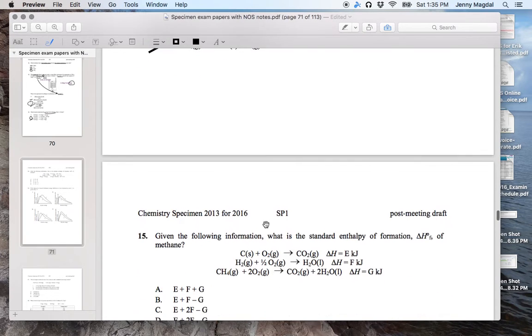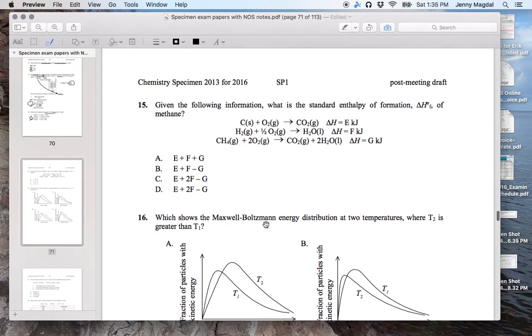Okay, question 15. This is using Hess's law, and it's not giving you actual numbers that you have to use to calculate. They're trying to make it a little bit easier on you. But you're going to have to remember that for the standard enthalpy of formation, we're looking at forming methane. So I need to know which thing here is methane. Well, the methane that we have is right here.